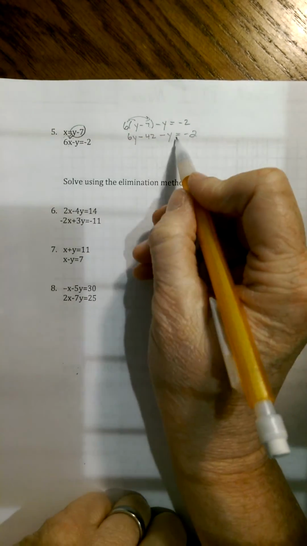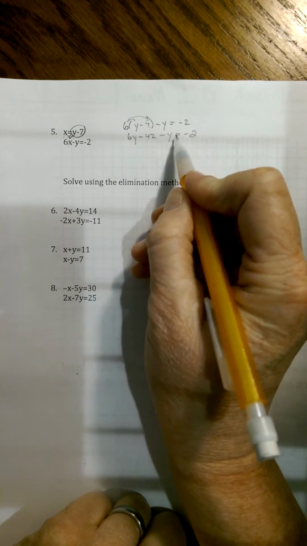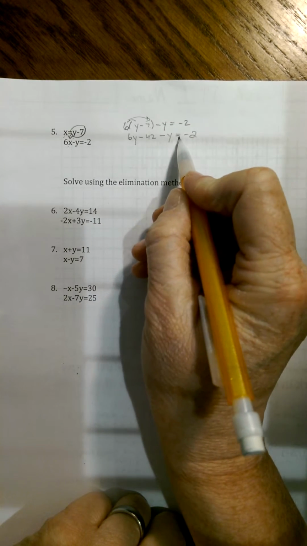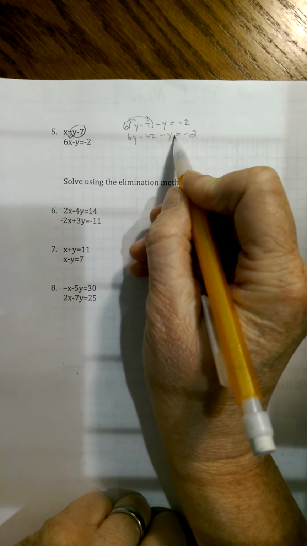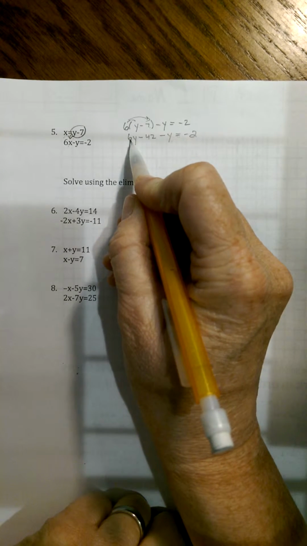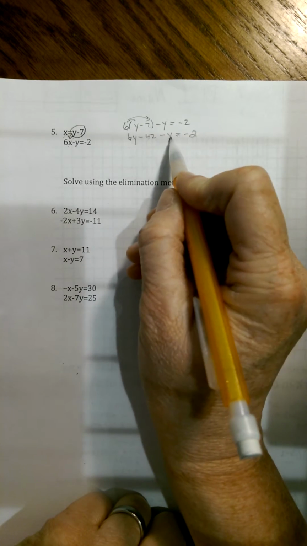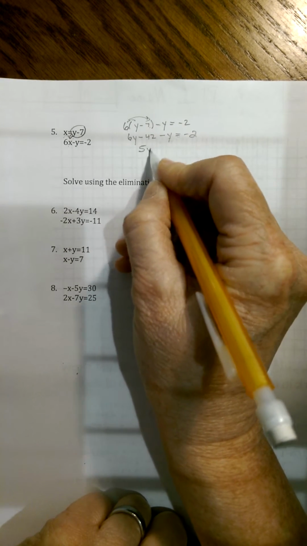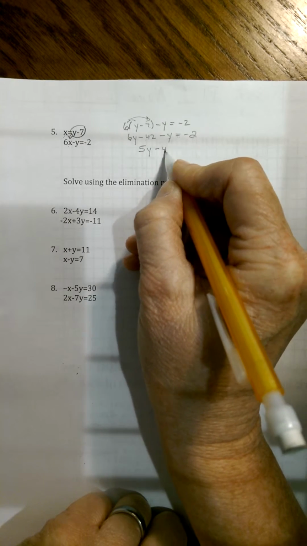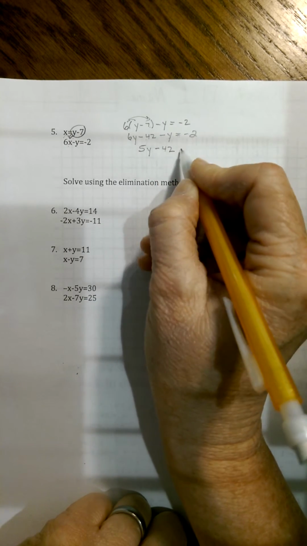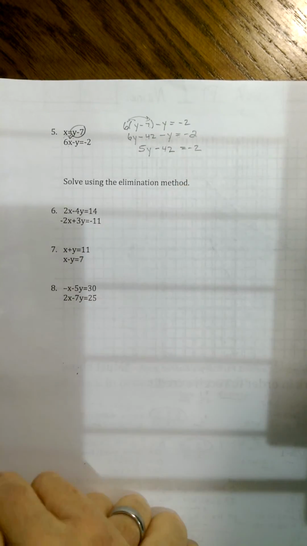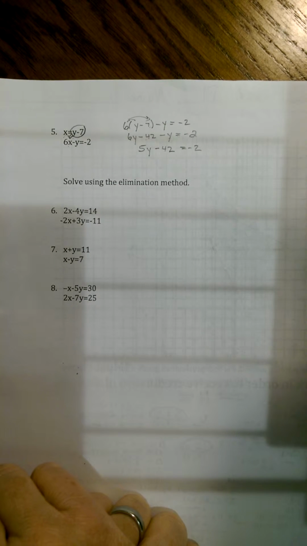Remember, when you combine like terms, you do it when all the like terms are on the same side of the equals. So on the left side of the equals, I have a 6y, that's a like term, and a minus 1y. So I can combine 6y minus 1y gives me 5y. The minus 42, I can't combine with anybody on this side of the equals. So I'm done with combining like terms. Now I'm solving for y.